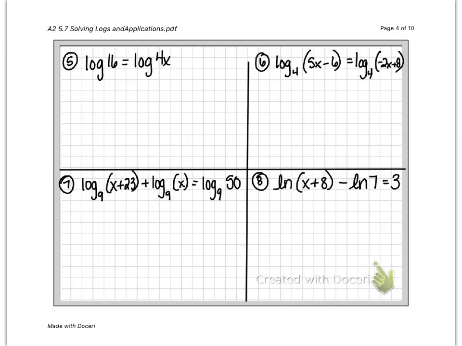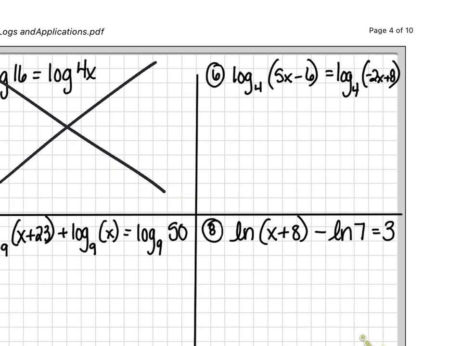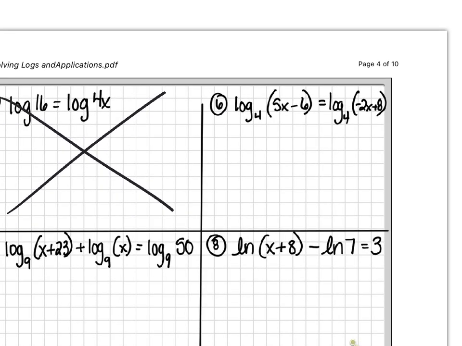Let's skip this one. That one's super easy. Let's do 6 real fast because it's super easy. Notice that the bases of the logs are the same. When you have one log on each side and their bases are the same, you just set the arguments equal to each other. You get rid of that log and you say 5x minus 6 equals negative 2x plus 8. And then you just have a regular linear equation to solve.